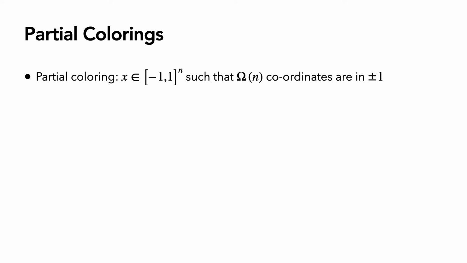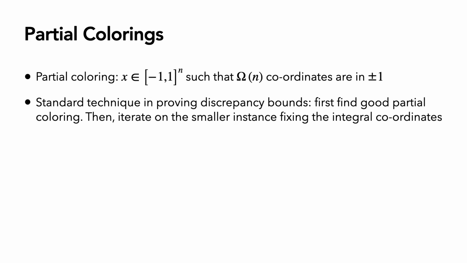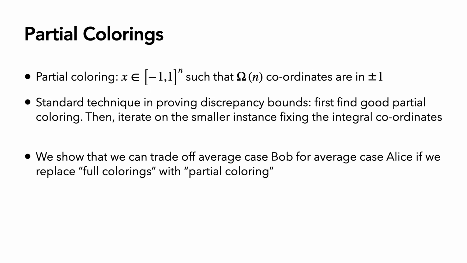We recall the notion of a partial coloring. A partial coloring is a vector in the interval -1, 1 to the n with a linear number of coordinates that are integral, i.e. plus minus 1. This notion is standard for proving discrepancy bounds. The idea is to first find a partial coloring, then iterate on a smaller instance by fixing the integral coordinates. Using this, we can show how to trade off average case Bob for average case Alice if we replace full colorings with partial colorings.